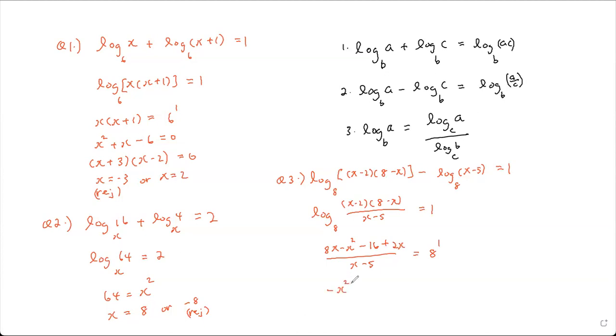This is negative x squared. 8x plus 2x is 10x. Minus 16 equals 8x minus 40. So x squared minus 2x minus 40 plus 16, that will be negative 24, equals 0. So this whole thing is simplified to this quadratic equation. Now, is it possible to factorize this? Let's try.